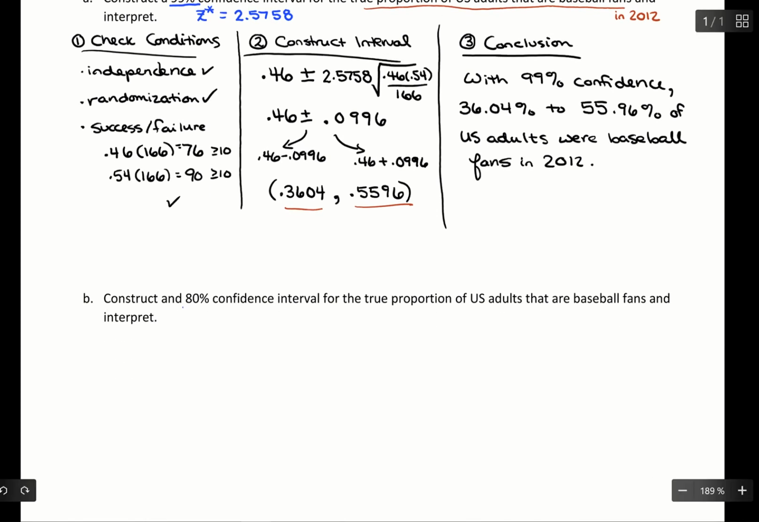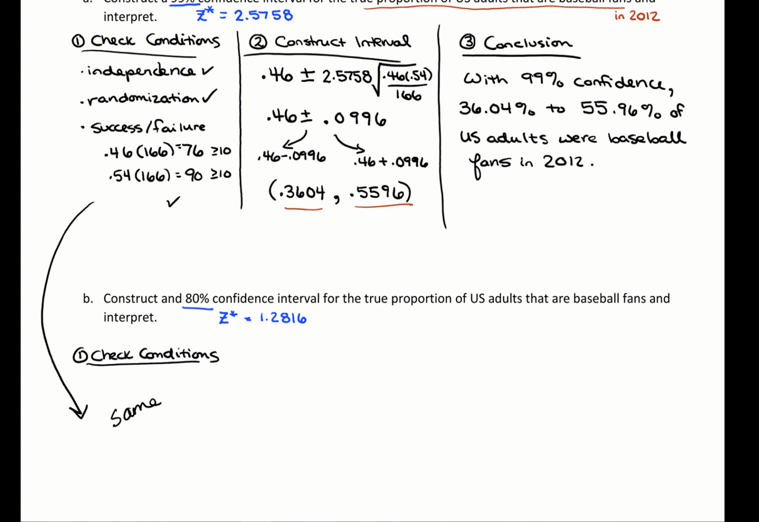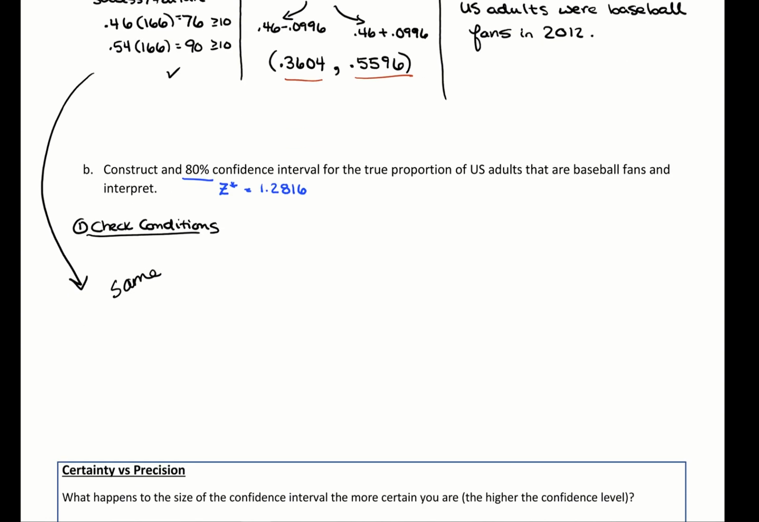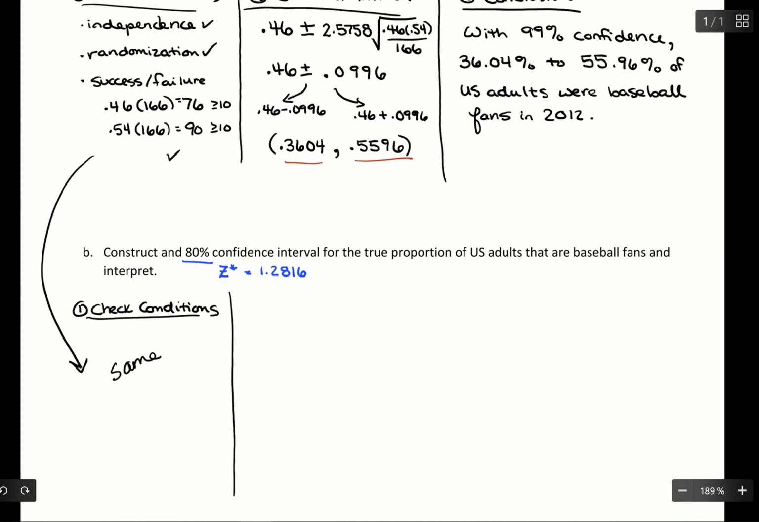So now we're looking at an 80% confidence interval, which means now we'll use a z-star value of 1.2816. So first thing we need to do is check conditions, which actually doesn't change as we move confidence level. As we checked them before, that's going to be the same. So we don't have to check them every time. As soon as you check the conditions once, you're good to go. So that's all good. Then we're going to use our formula again to construct the interval.